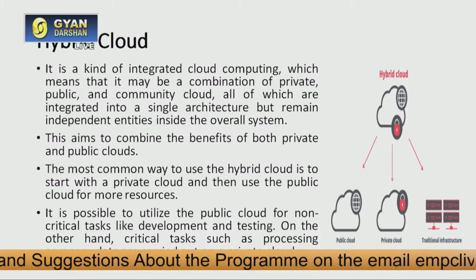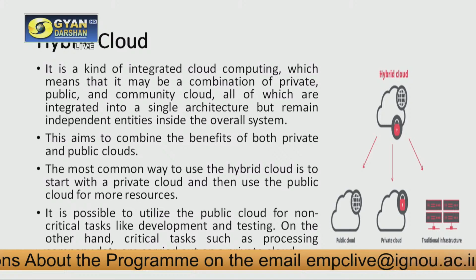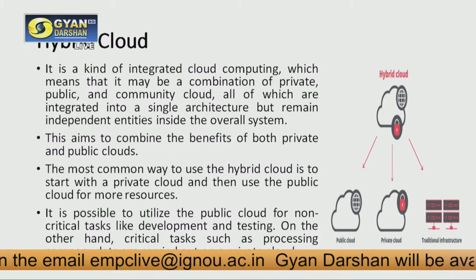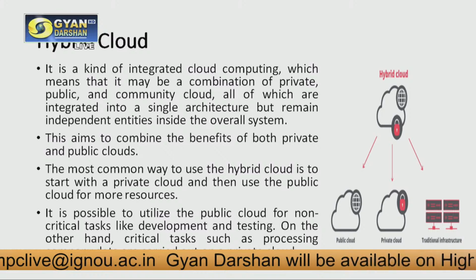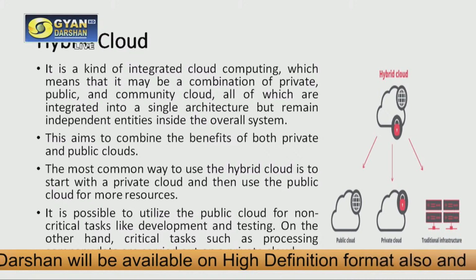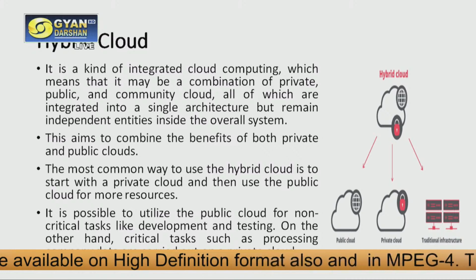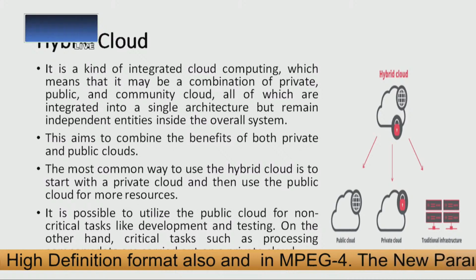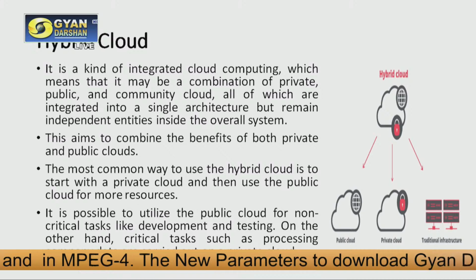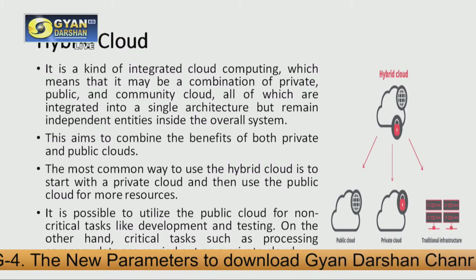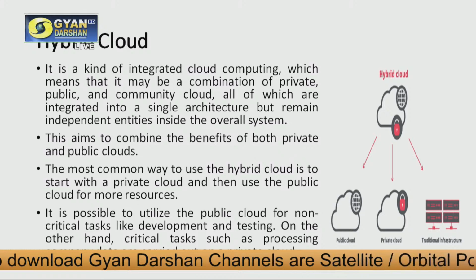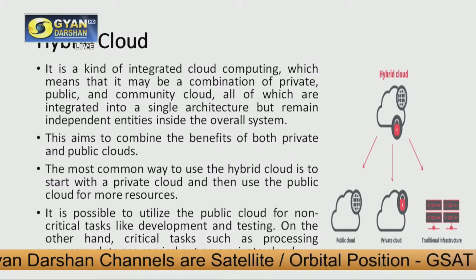And it aims to combine the benefits of the private cloud and the public cloud. The most common way to use the hybrid cloud is to start with the private cloud and then use the public cloud for more resources. As I already said, when security is the prime concern, we first opt for the private cloud, and then we move towards the public cloud. It is possible to utilize the public cloud for non-critical tasks like development and testing. On the other hand, critical tasks such as processing company data are carried out on the private cloud.